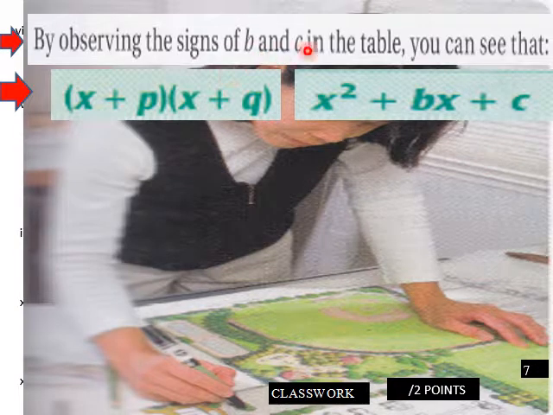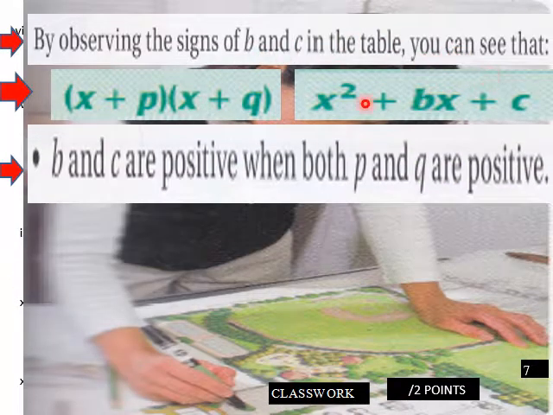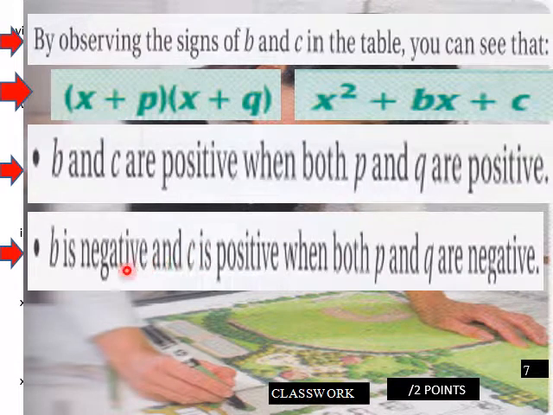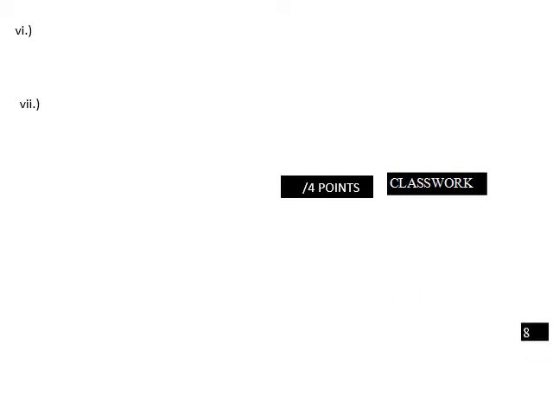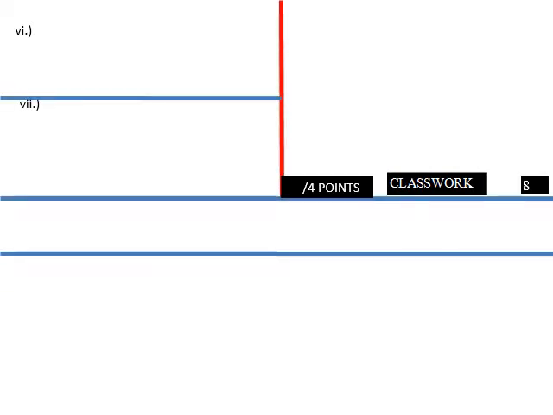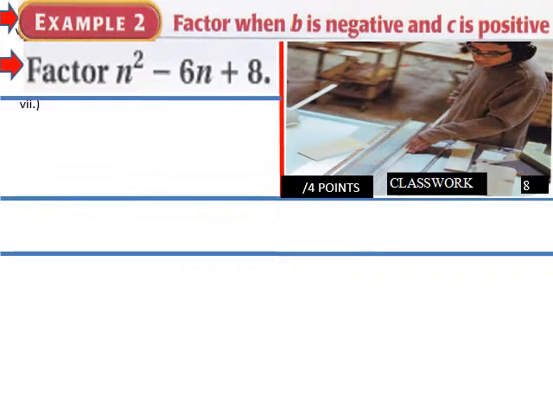By observing the signs of b and c in the table, you can see that for (x plus p)(x plus q), x squared plus bx plus c, b and c are positive when both p and q are positive. b is negative and c is positive when both p and q are negative. c is negative when p and q have different signs. That's kind of like the foundation of factoring trinomials.